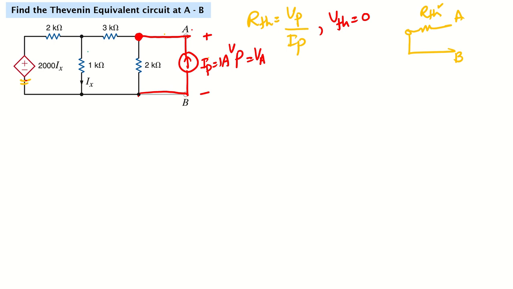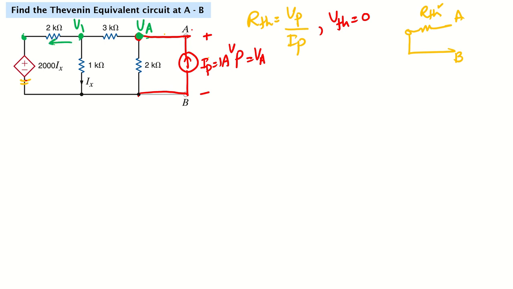We can apply any technique to get that. For example, let's try nodal analysis here, because we know this is the voltage source. This could be one node. Let's call this V1, and this is the second node. Let's call this VA, which is our desired one. Let's write the nodal equation at V1.